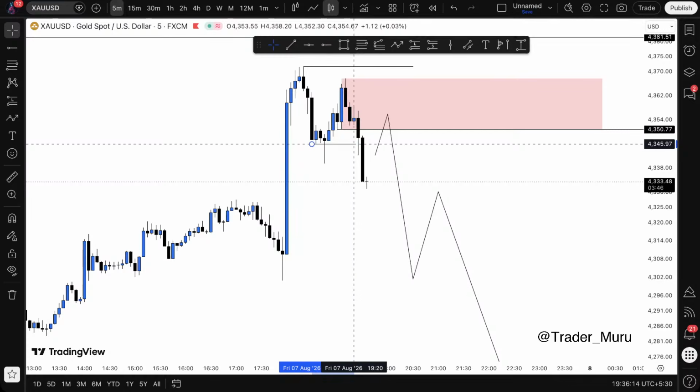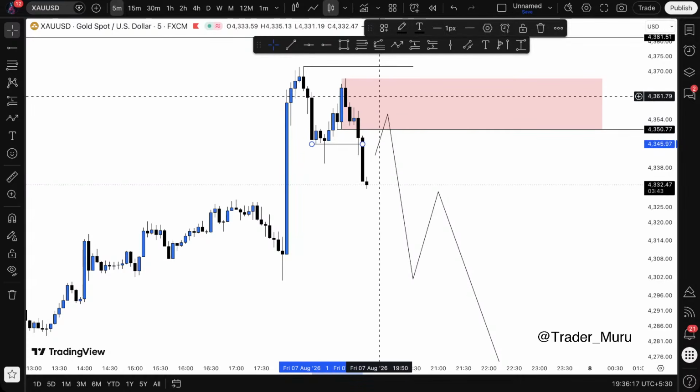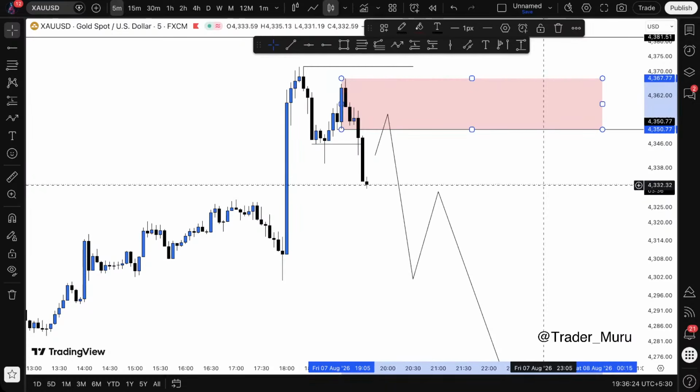This is your extreme order block. If you get a test, price should be dropping. And this order block price is 4350 to 4367.